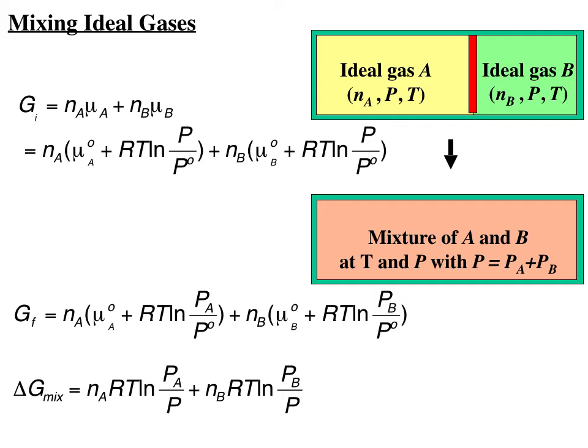Now, delta G of mixture, I'll claim, is G_F minus G_I, and I can find G_F minus G_I by subtracting the two expressions you see above. You will see that the molar Gibbs energies of formation are going to cancel in the expressions above and below, and by playing little games with natural logarithms, the natural logarithm of the P0 values are going to cancel in the expressions above and below, so that the delta G of mix will be N_A RT ln P_A over P plus N_B RT ln P_B over P, the original pressure.